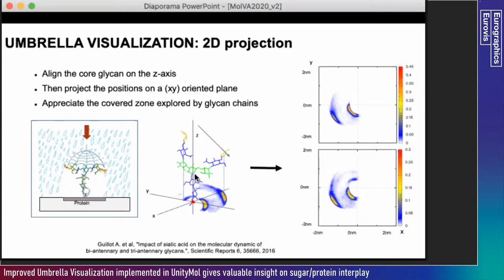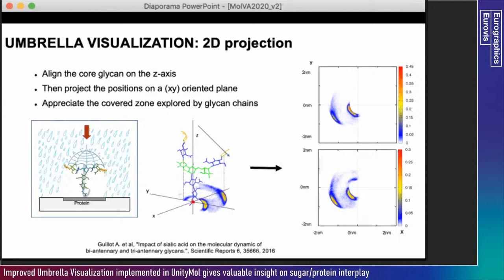The ends of the two branches of the glycan are then projected onto the xy plane in order to appreciate the area explored by the glycan during MD simulation. This information is translated into a two-dimensional density graph. And this is how we were able to characterize the changes between families of conformations induced by the removal of sialic acids.